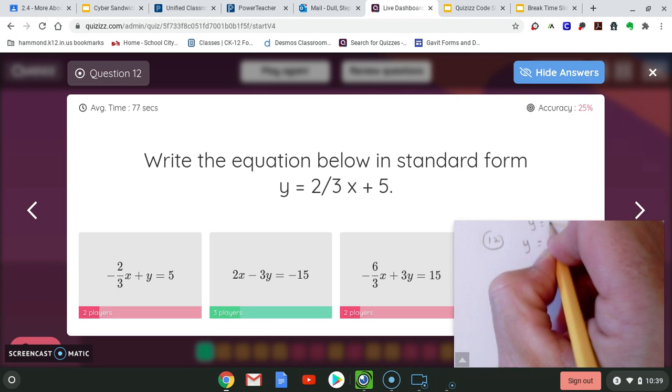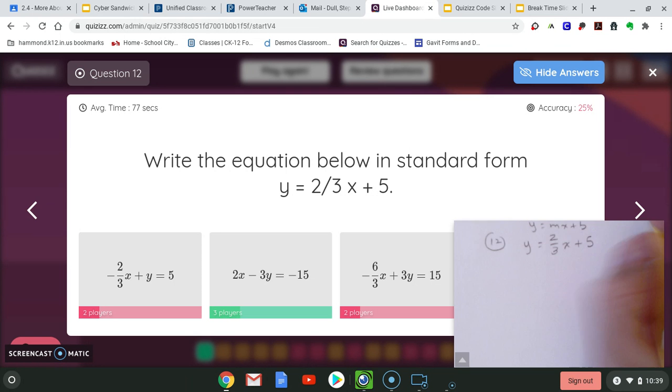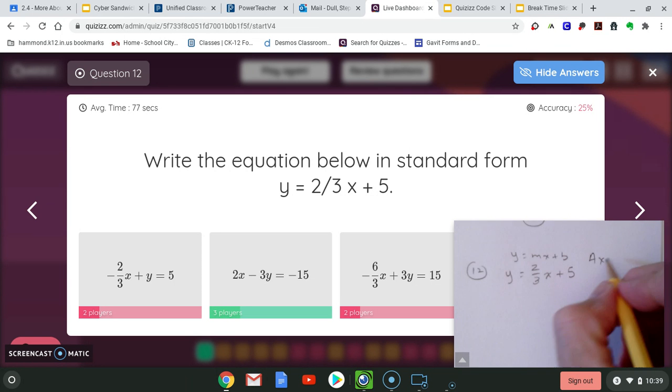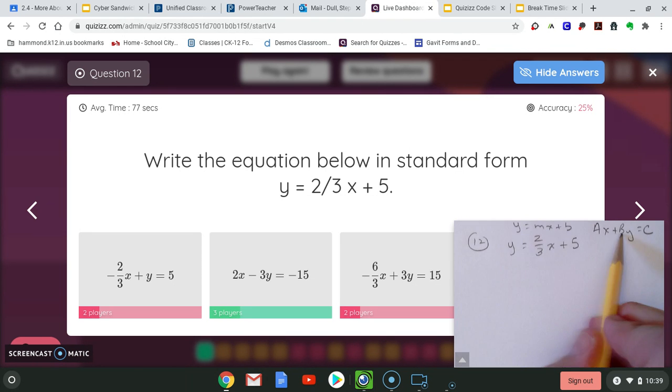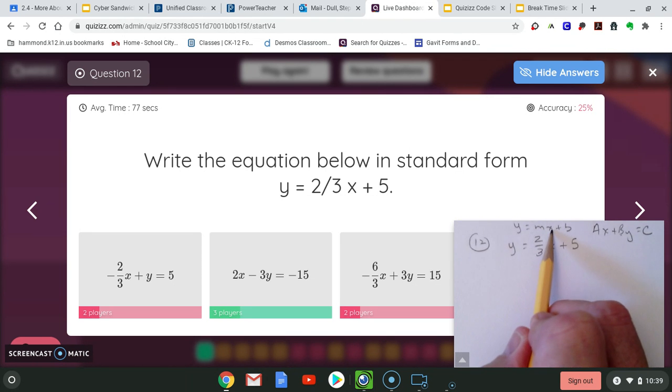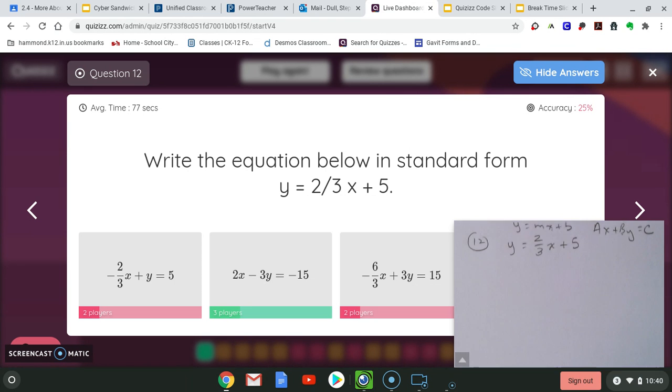So this is y equals mx plus b, and we want to write it in ax plus by equals c. So we've gone from this to this many times. We've solved for y. Here it's asking us to kind of unpeel slope-intercept form and put it back like this. All right, so let's take a look at what this form is.